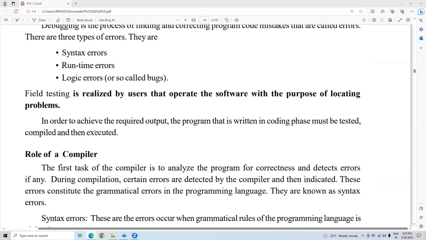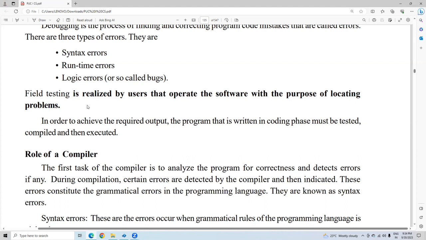Logic errors are also called as what? Bugs. So here, field testing. About the types of errors, we are going to study here in the role of compiler. So now field testing is performed by users that operate the software with the purpose of locating the problems.